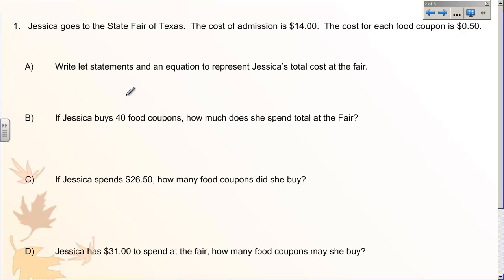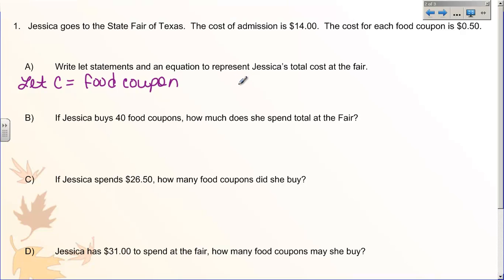Well, let's go through what we know. Cost her $14 to get in. How many times does she pay that? She pays it once. She's going to pay the cost of admission just to walk in, so there's no variable associated. But each food coupon is 50 cents. So we're going to let C equal food coupons. That's our let statement. If you really want it to be a let statement, then you say let C equal food coupon. So now we're going to write an equation.